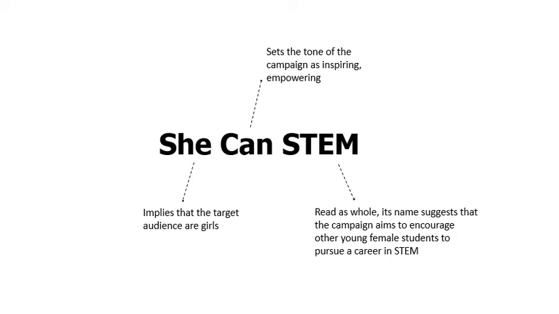So just by reading the whole campaign name, it's setting the tone that it is inspiring and empowering. Its name suggests that the campaign aims to encourage other young female students to pursue a career in STEM. What I want to emphasize here is the economy of words. You only have 3 to 4 words and you have to make it work. You have to make it simple but memorable, and the campaign name should give the audience an idea. Dapat na pag-isipan.